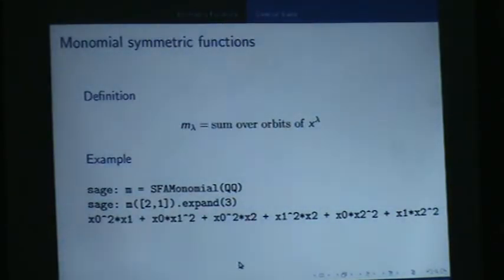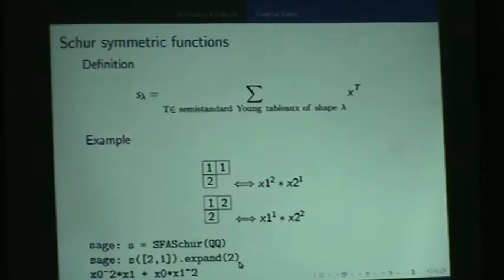So these are the monomial symmetric functions. And then finally, we get the Schur symmetric functions. So we define the Schur symmetric function s sub lambda to be the sum over all T, which are semi-standard tableaux of shape lambda. And what are we going to sum? x to the T. And so what do I mean by x to the T?